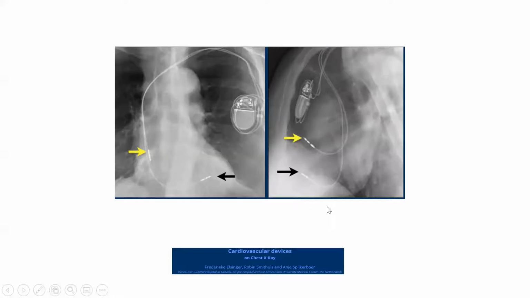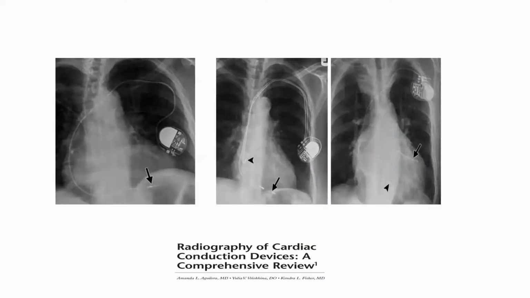What device is this? Good number. Yes, exactly. It's a pacemaker, dual chamber pacemaker. You are right. And what is this here? RV lead, single. Okay, so this is a single lead pacemaker.